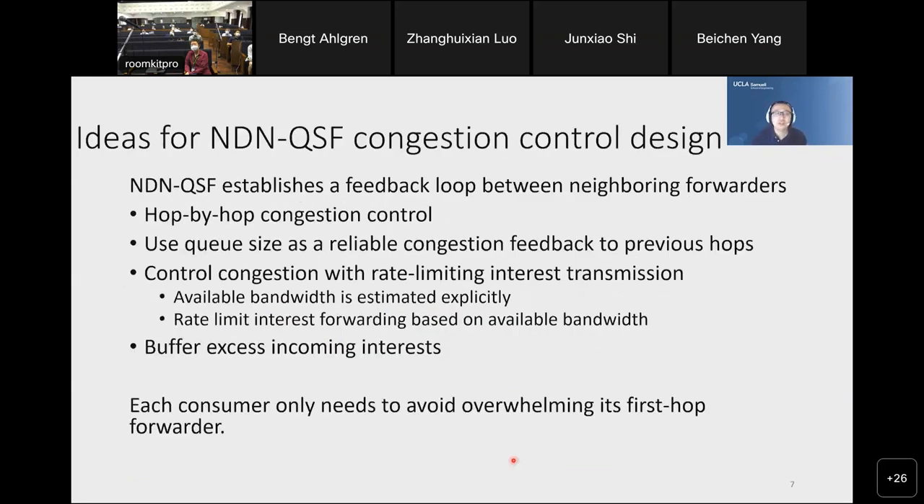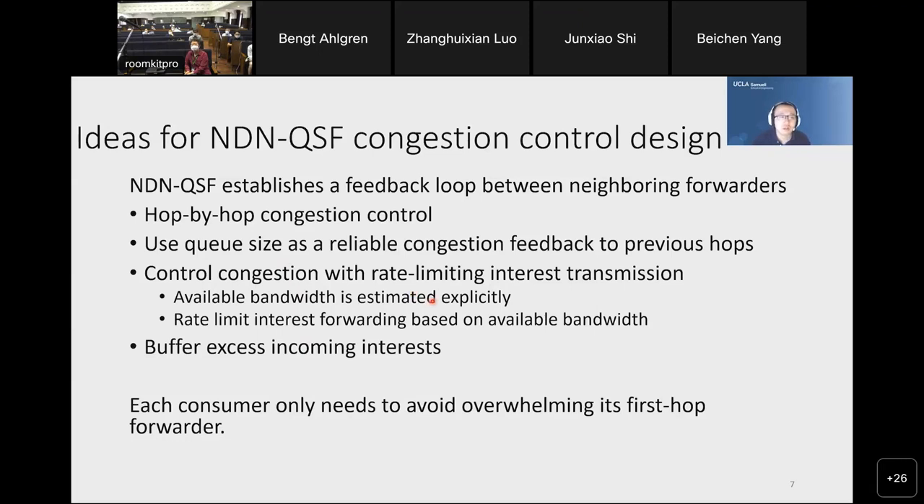And we use the idea of establishing a feedback loop between neighboring forwarders. So we developed this congestion control algorithm that is hop by hop, and it uses queue size as a reliable congestion feedback to previous hops. To control congestion, the action taken is to rate limit interest transmission. And any excess incoming interest will be buffered at each forwarder. And to calculate this rate limit, we also use the idea of explicitly measuring the available bandwidth of each upstream. And so we can rate limit below that value to be able to drain out the queue.